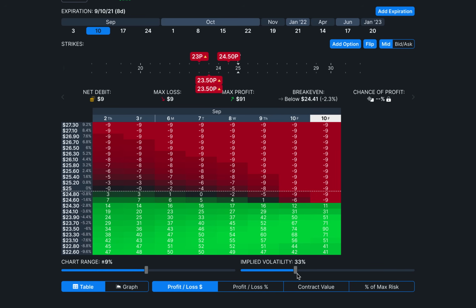Also, remember to always check what changes in implied volatility does. What happens if implied volatility starts to go up? What happens if implied volatility starts to drop? Right. So make sure you're always taking a look at that because, again, IV does affect the pricing of options.